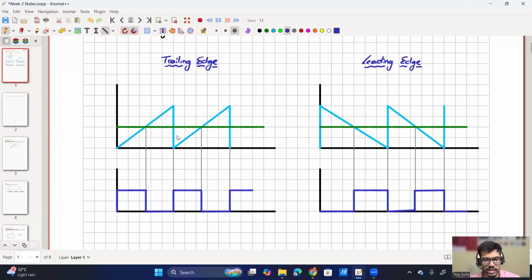In a way, we are here controlling this region, and in this we are controlling the other region. So it's a different way of getting the duty ratio, but generally in power electronics we'll be using trailing edge for voltage mode control, whereas in the case of current mode control we'll be using both trailing as well as leading edge, and I'll also discuss that.